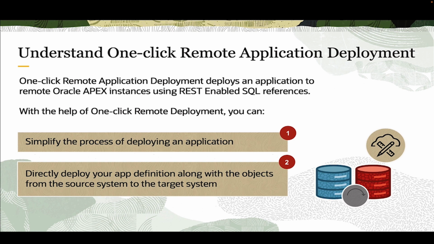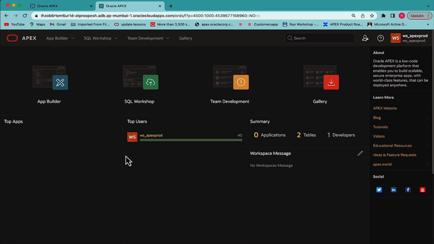With just one click, you can directly deploy your application definition along with the objects from the source system to the target system. For example, from within your development environment, you can deploy your application to the remote production environment. You do not need to directly access your production environment to import this application. Now let us see a demo on how to remotely deploy your applications.